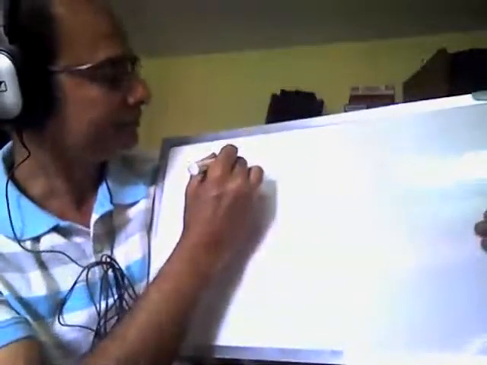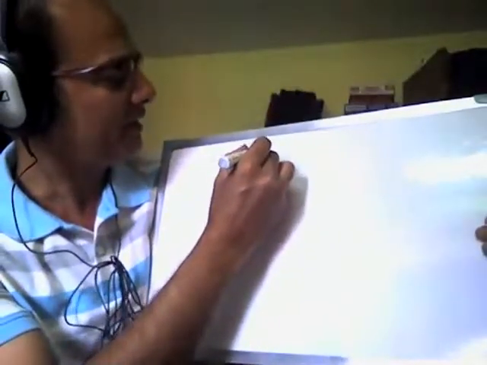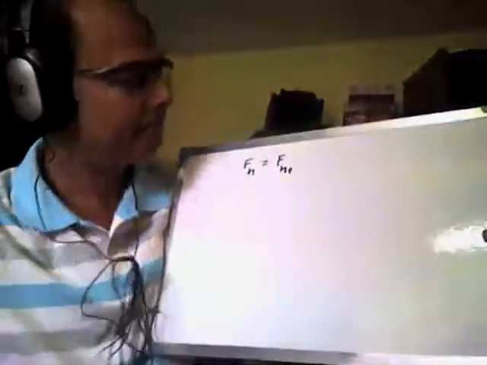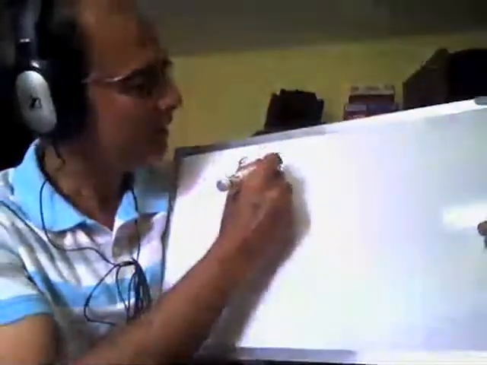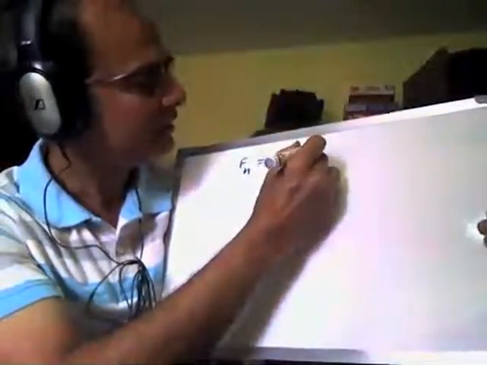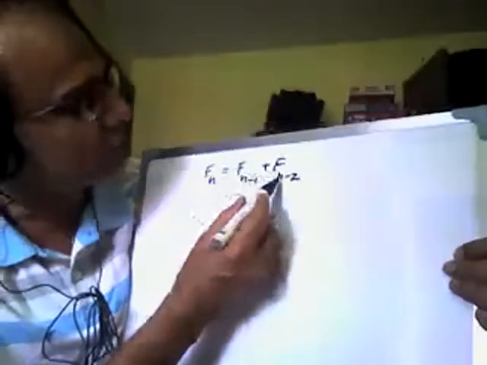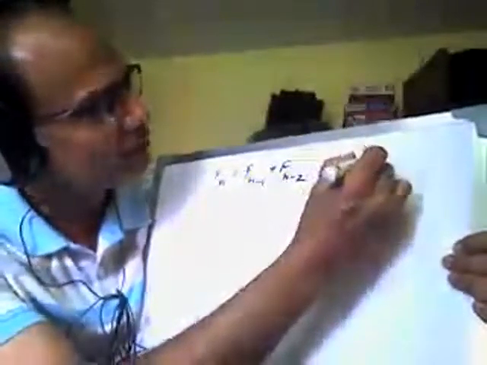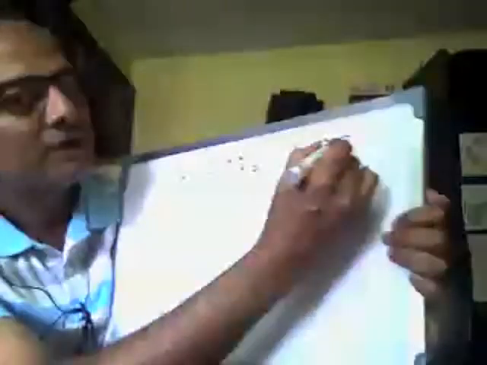Fibonacci series means the nth term Fn can be expressed as the previous terms: Fn = Fn-1 + Fn-2. Now you see this nth term depends on just two terms. So how many initial values will be needed? Definitely initial values will be needed: F0 is equal to 0 and F1 is equal to 1. These are the starting numbers.